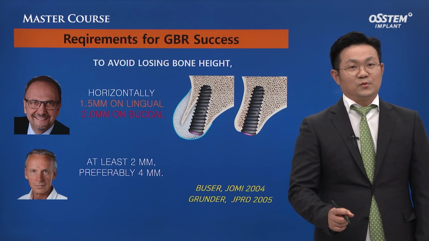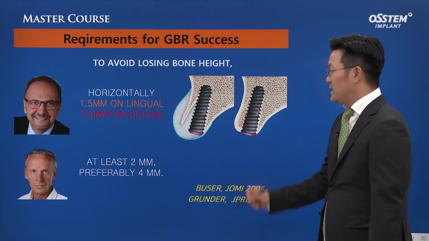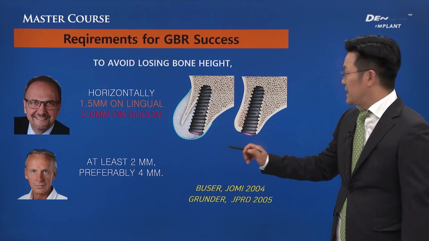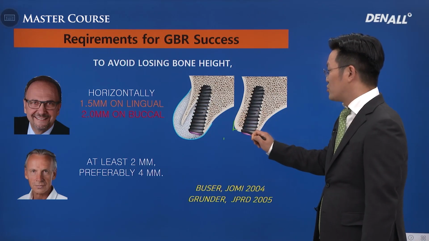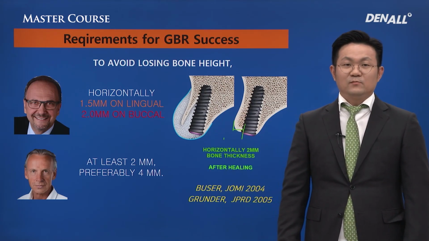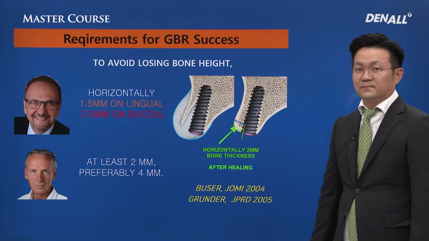So what is sufficient GBR? Most say adequate augmentation after sufficient remodeling. If you have at least 2 millimeters of thickness, they say that's good practice.